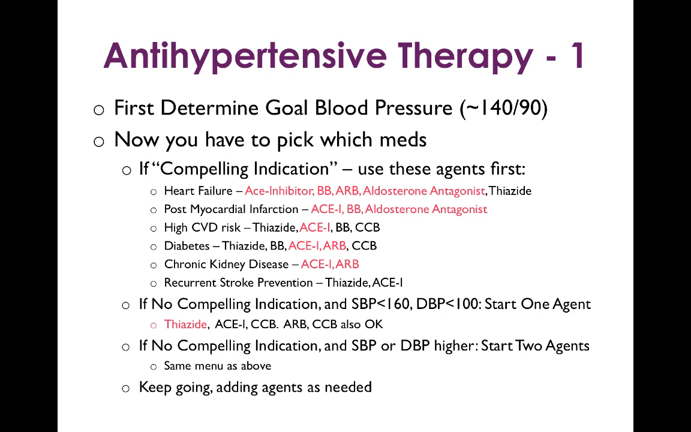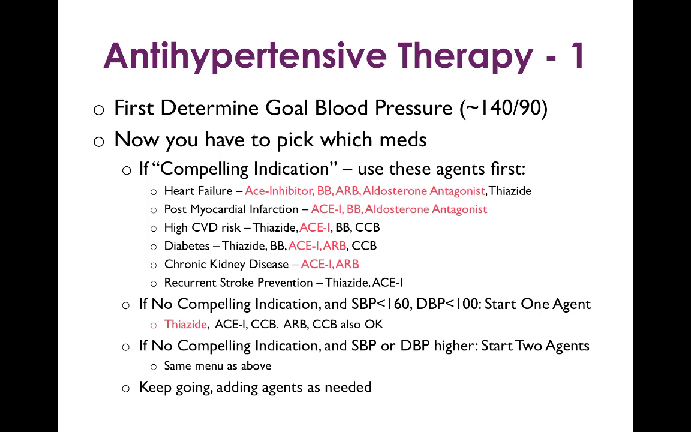If they don't have a compelling indication, then you have to decide what drug to start. And we decide whether or not to start one drug or two drugs based on if they're stage one or stage two hypertensive. The cut points for deciding about stage one are 160 systolic and 100 millimeters of mercury diastolic. Less than that is considered stage one. Above that is considered stage two.